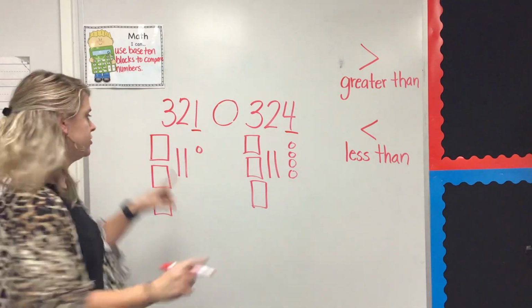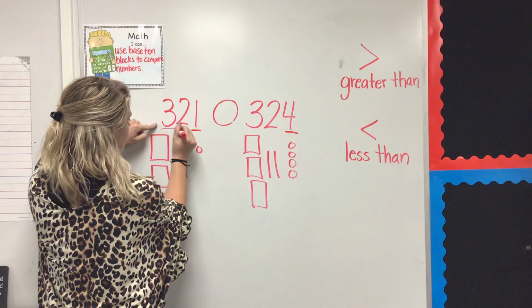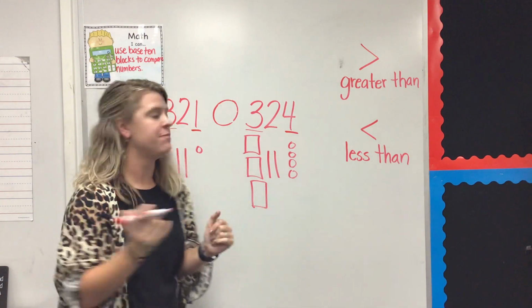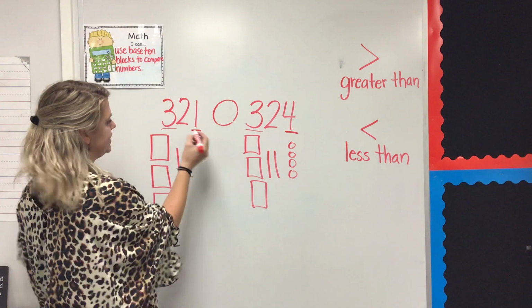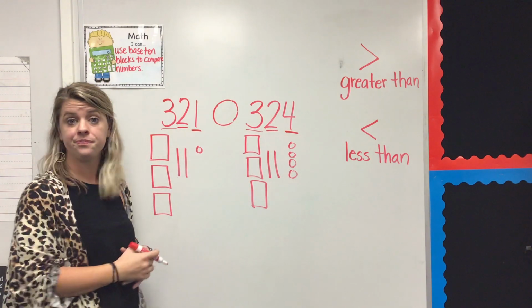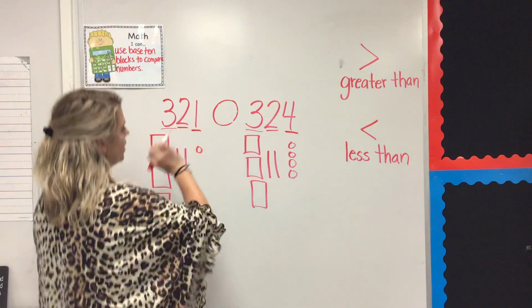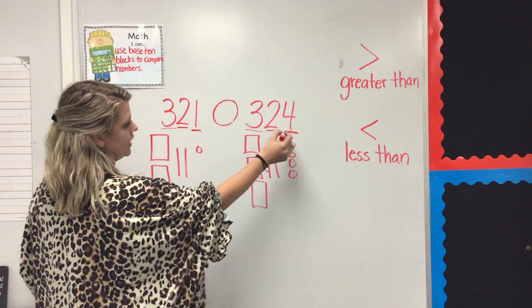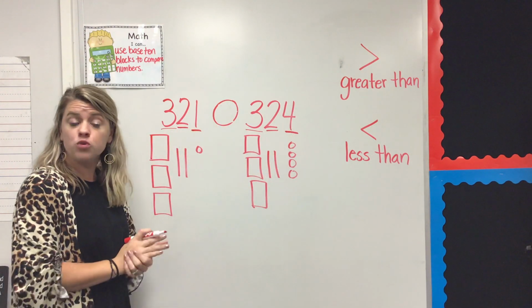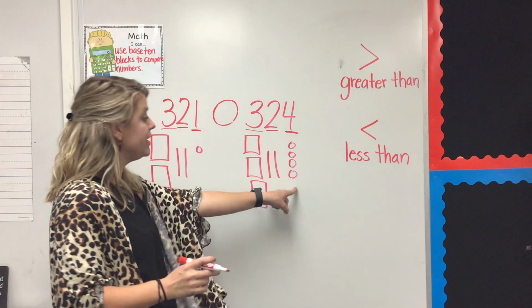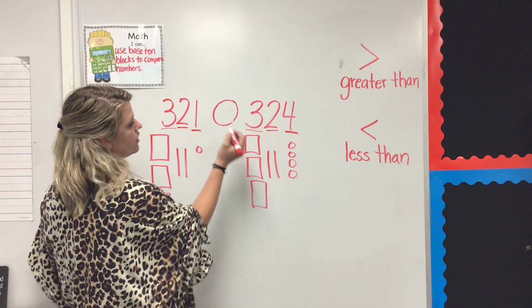Always look in the hundreds first. 3 and a 3. Can we compare that? Nope, we cannot because it's the same. So then we move it on over to the tens. 2, 2. Can we compare that? No, we have to move it on over. Move it on over. 1 one, 4 ones. Which one of those is greater? Very good. It's going to be this 4 because I know that 4 is greater than 1.